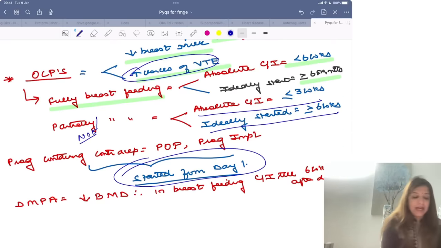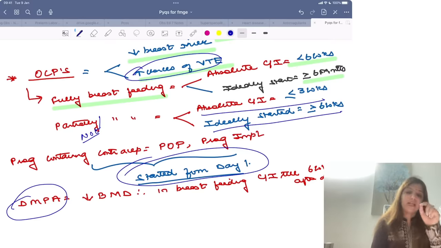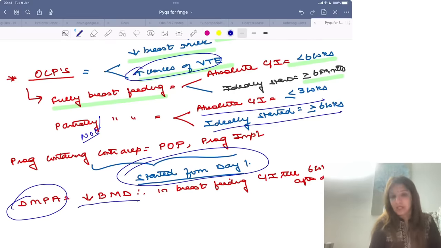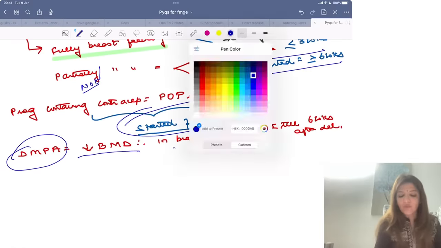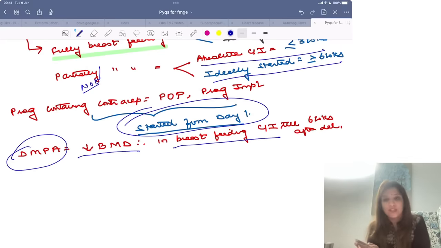As far as injection DMPA is concerned, DMPA has only one problem. When you use DMPA, it decreases the bone mineral density. That is why in a breastfeeding female, it is contraindicated till 6 weeks after delivery. Right? So, in a gist, I have told you that IUCDs can be put within 48 hours of delivery or they can be put after 6 weeks of delivery.